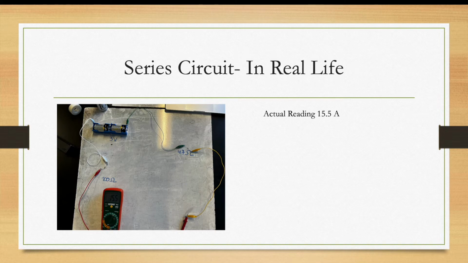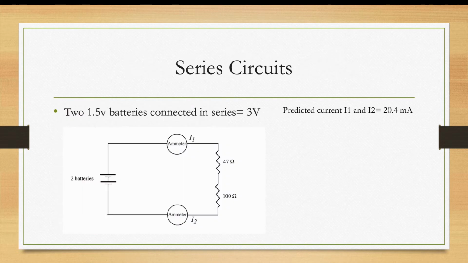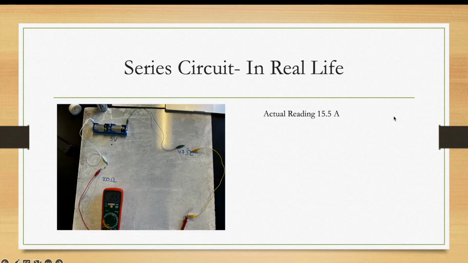My actual reading of the current on my circuit was 15.5 milliamps. So we can see there is some difference in these two numbers, and this is just because of the difference in voltage; the predicted number is calculated with 3 volts and not with 2.7 volts. And this is a photo of my circuit. You can see in here that it is 15.5 milliamps.